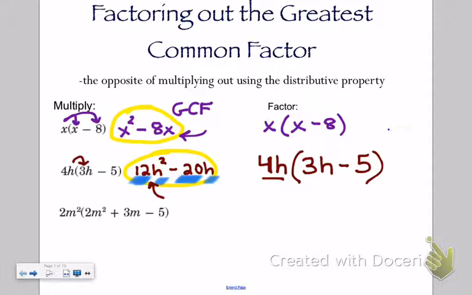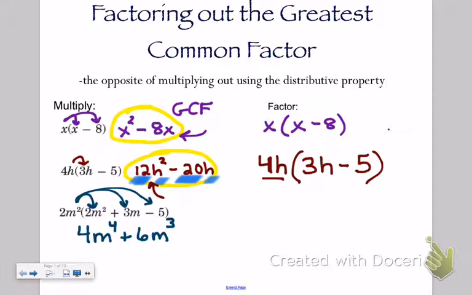Let's try it for a third time. So when we distribute that out, we have to distribute 3 times. So we have 2m squared times 2m squared. 2 times 2 is 4. M squared times m squared is m to the 4th. 2m squared times 3m. 2 times 3 is positive 6. And m squared times m is m to the 3rd. Remember, when we multiply, we add our exponents.